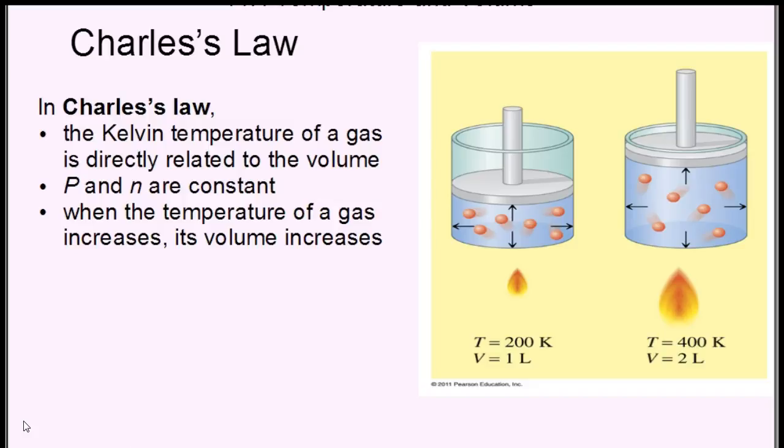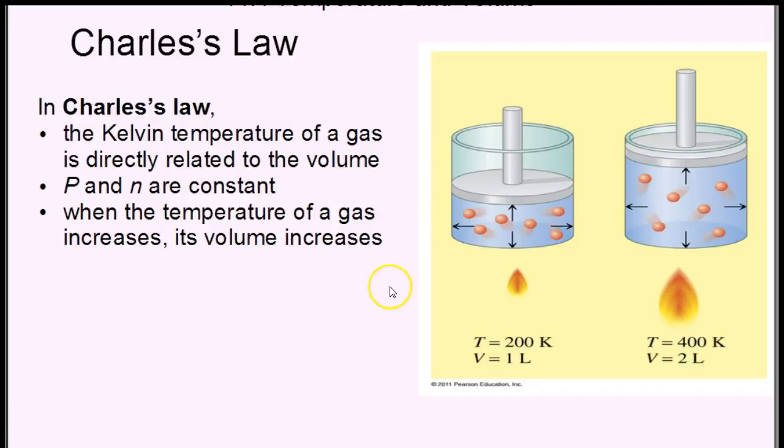Our constants in these equations are going to be pressure and the amount. So we're going to see P and N stay the same. And then when we increase the temperature of a gas, we're going to see the volume increasing. And when we decrease the temperature of the gas, we're going to see that volume decrease.